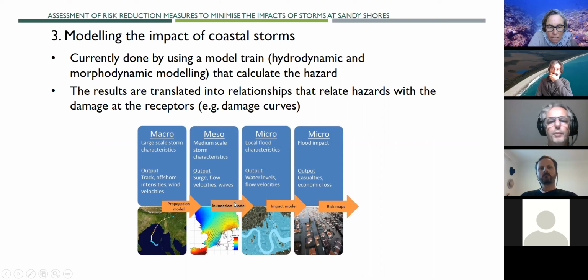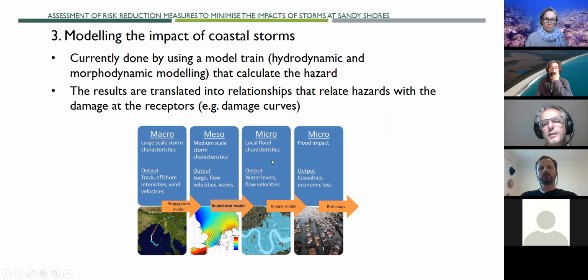And then we need another important thing, which is to translate the results of the hazard into relationships that relate the hazards with the damage at the receptors. So the damage at the infrastructures. And this can be done by using damage curves, for instance, for flow velocities. It can be done as well by defining to which extent coastal erosion will promote the collapse of a building, for instance.